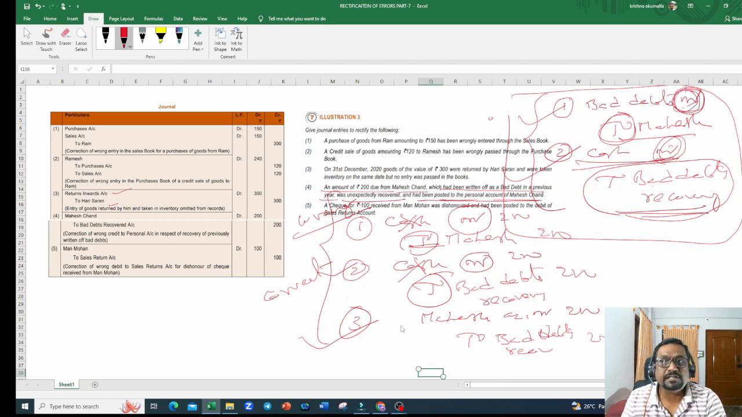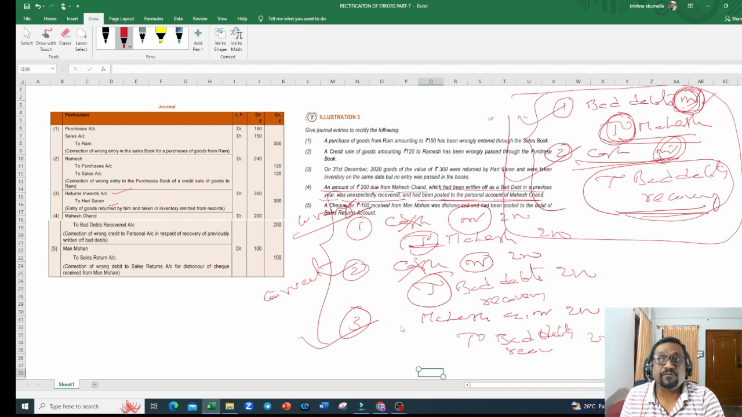Why we debited bad debts? Because it is a loss. So all expenses and losses are to be debited as per nominal account rules. So bad debts account debited. Why was Mahesh account credited? It was showing a debit balance. Now we have decided that Mahesh is not going to pay this amount, hence we credited Mahesh account. So this was the entry previously posted.